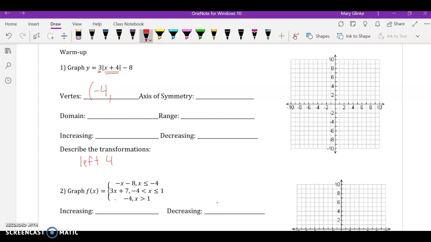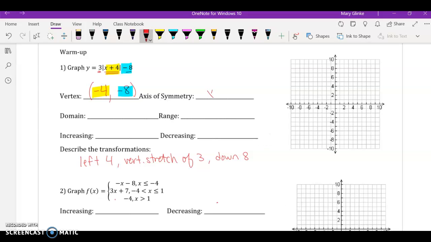The a number out in front is the stretch, so we have a vertical stretch of 3. And then the k number at the end is the up and down. So we are going to be moving down 8. And that k value there is going to be the y coordinate of your vertex. So whatever's inside, you do the opposite of that. And then the y coordinate is just whatever is at the end.